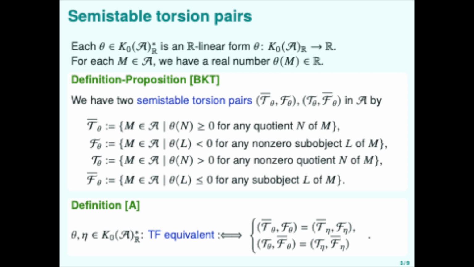And they satisfy the conditions of torsion pairs, which appeared in Emine's talk. In my previous work, I defined theta and eta to be TF equivalent if and only if the torsion pair (T bar theta, F theta) coincides with the torsion pair (T bar eta, F eta). And moreover, (T theta, F bar theta) coincides with (T eta, F bar eta).